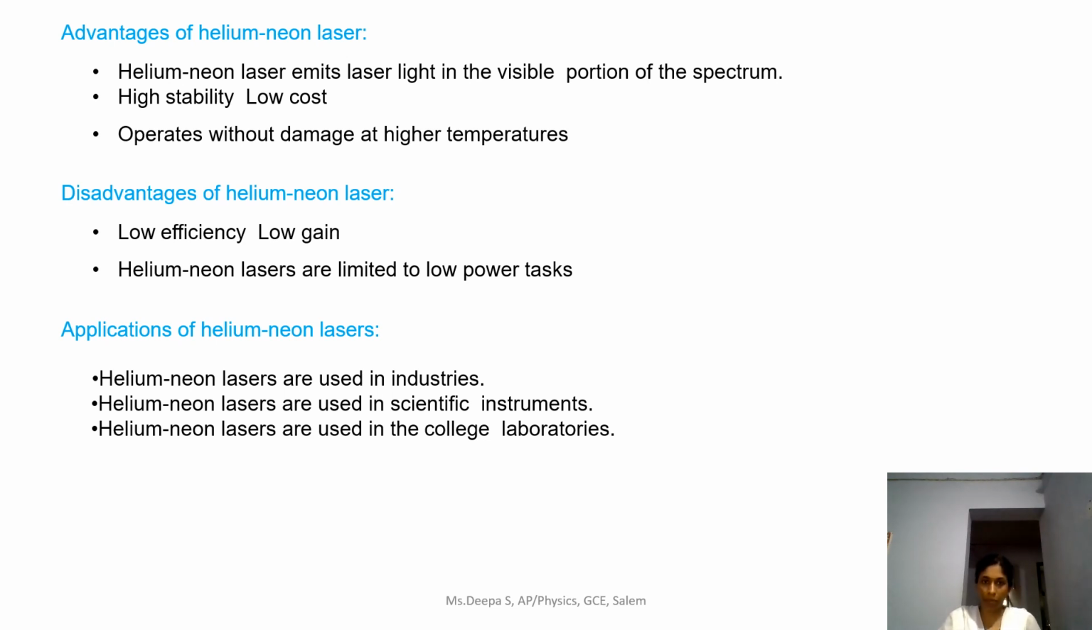That's all. Let's go for a brief recap. In this class, you have seen what a gas laser is, what a helium neon laser is, and what the main components involved in this laser are. Next was the construction, then the working of the laser, the energy level diagram, the advantages, disadvantages, and applications of this helium neon laser. I hope you understood this well.